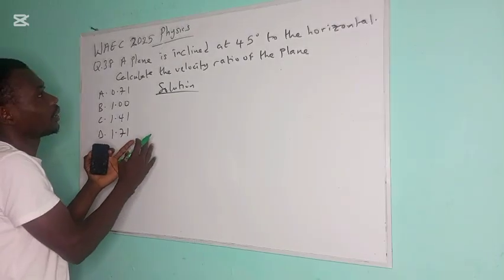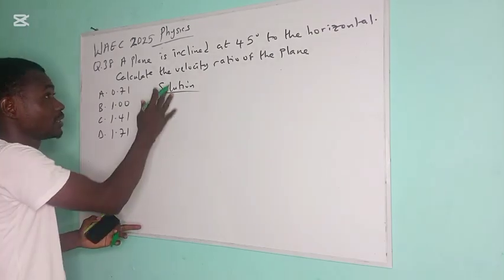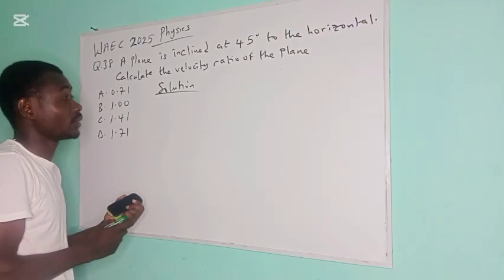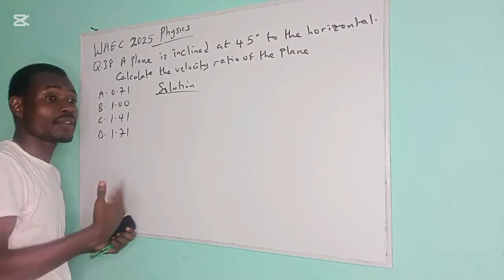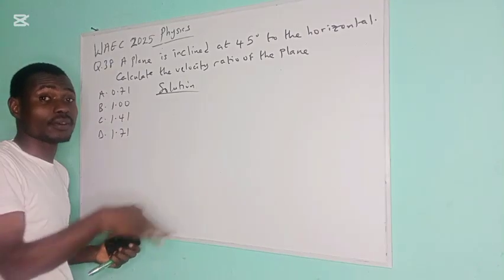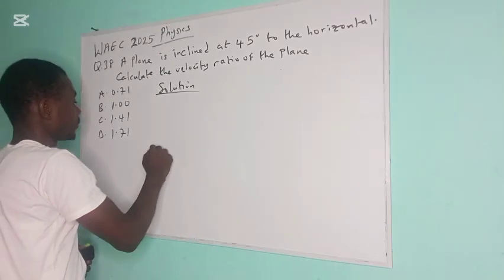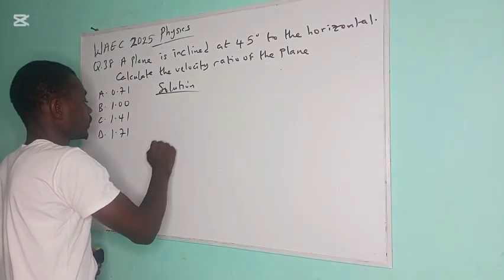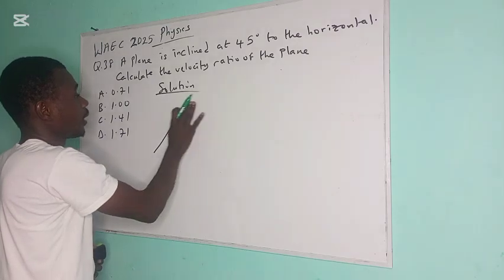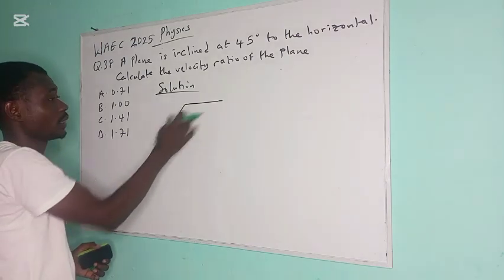There are types of machines. One of them is the inclined plane. An inclined plane is a kind of tool or machine that is used to carry a load from the ground to the top floor of a lorry. This is how it looks like. It looks like this, and this is the top floor of any vehicle, right?